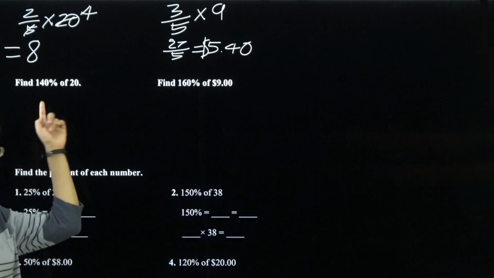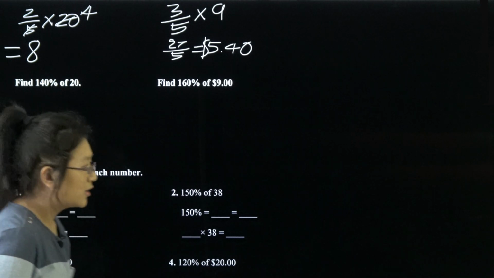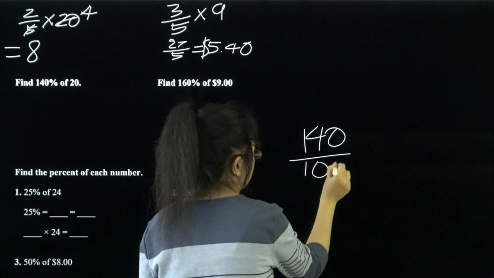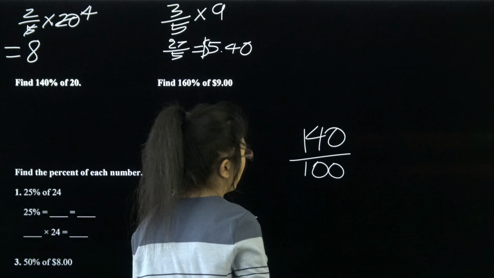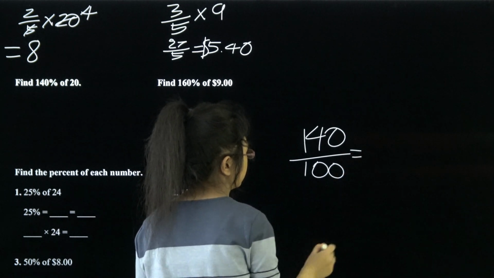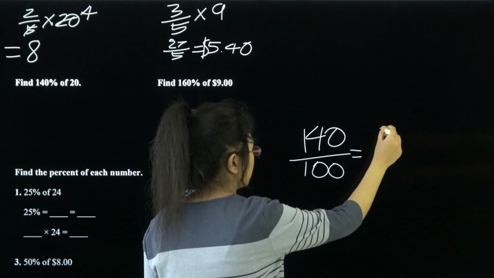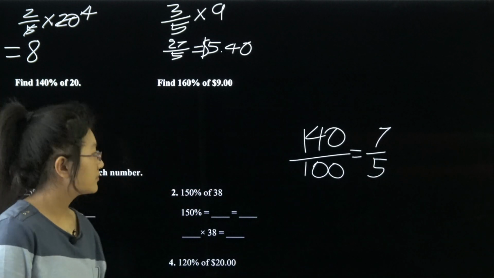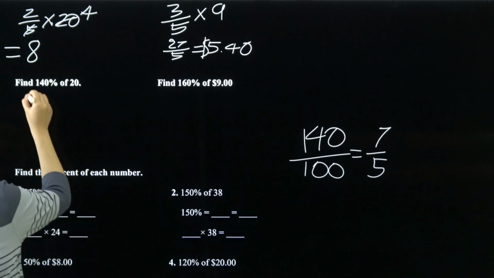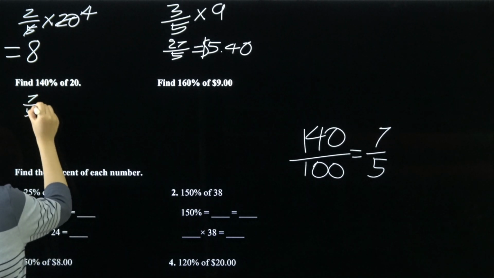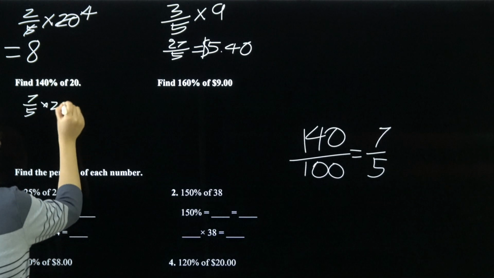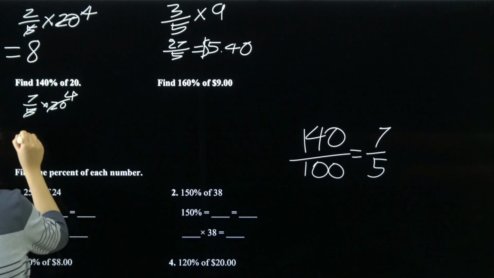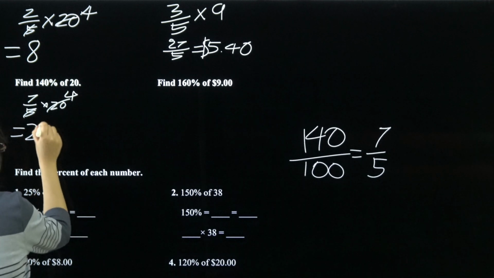And then there's find 140%. So 140% really is just 140 over 100, which equals 7 over 5. So now it's 7 over 5 times 20. So we do this again, and then 7 times 4 equals 28.